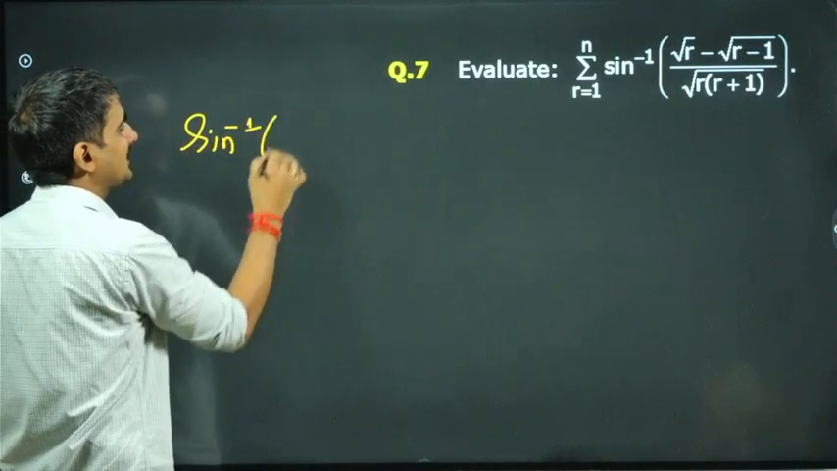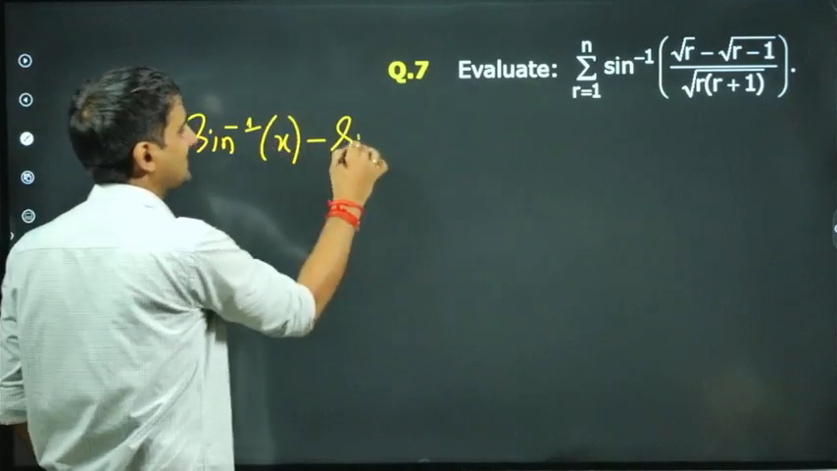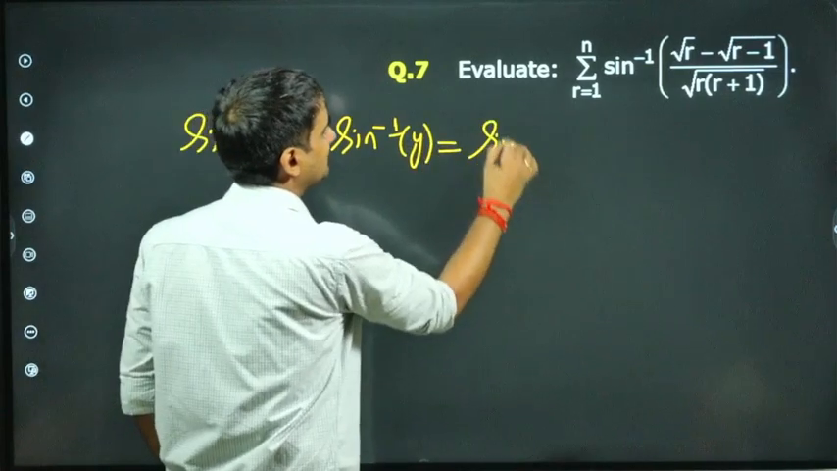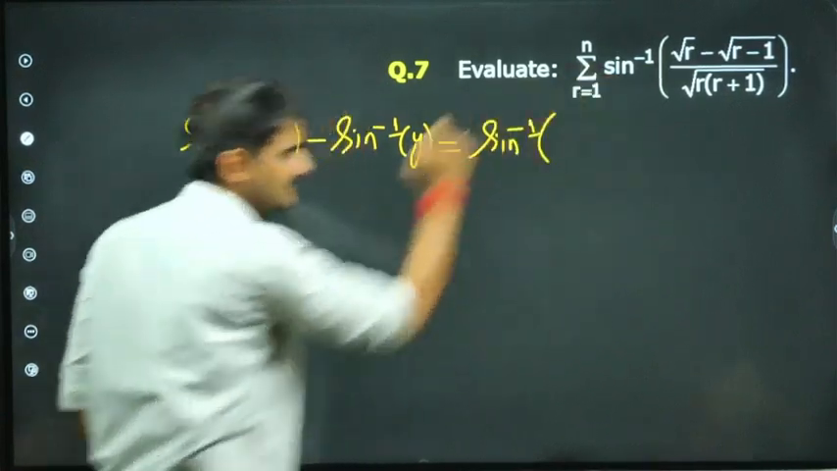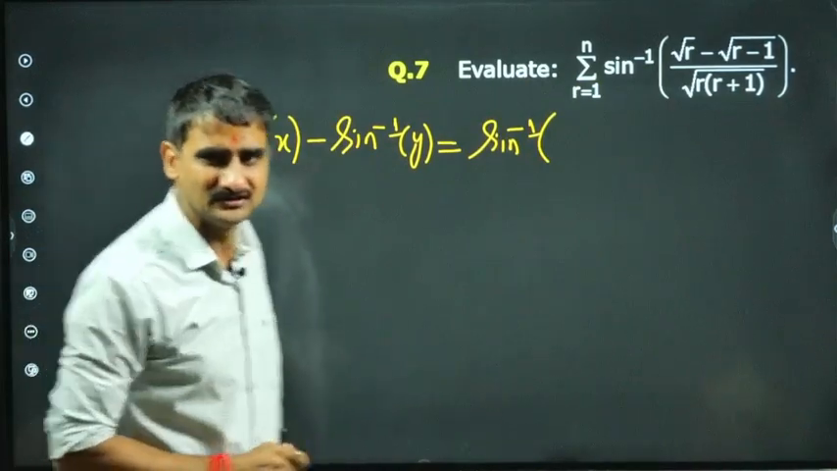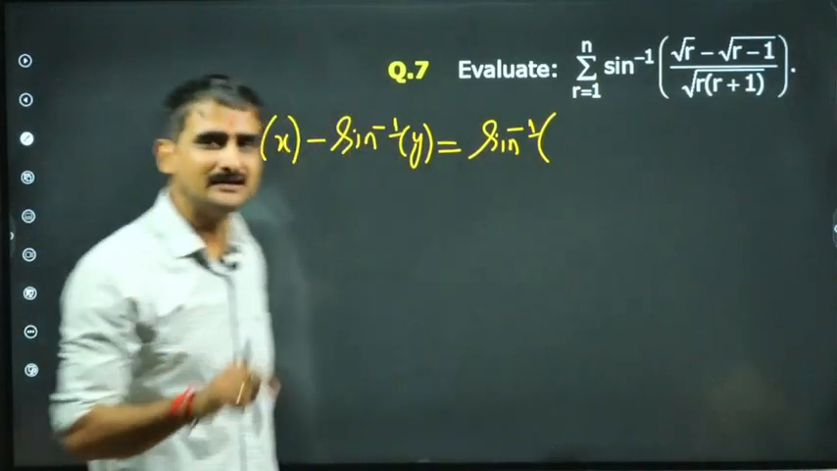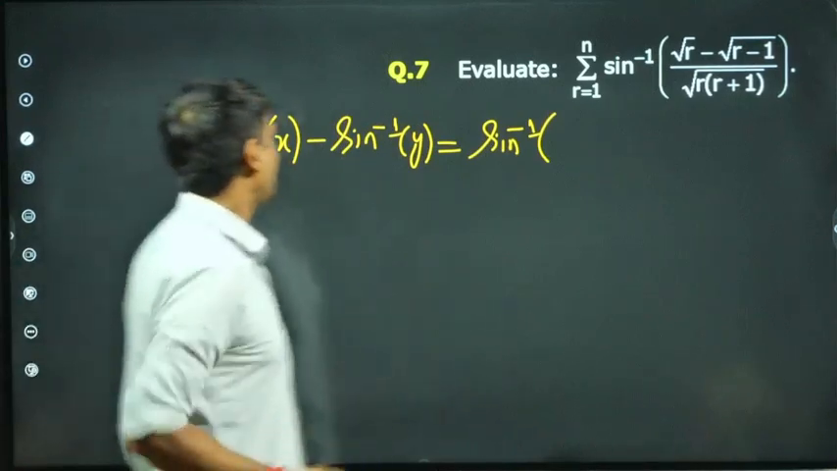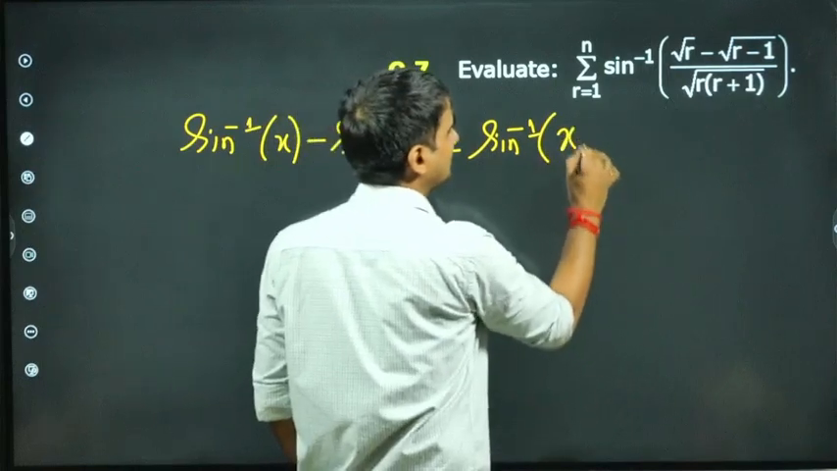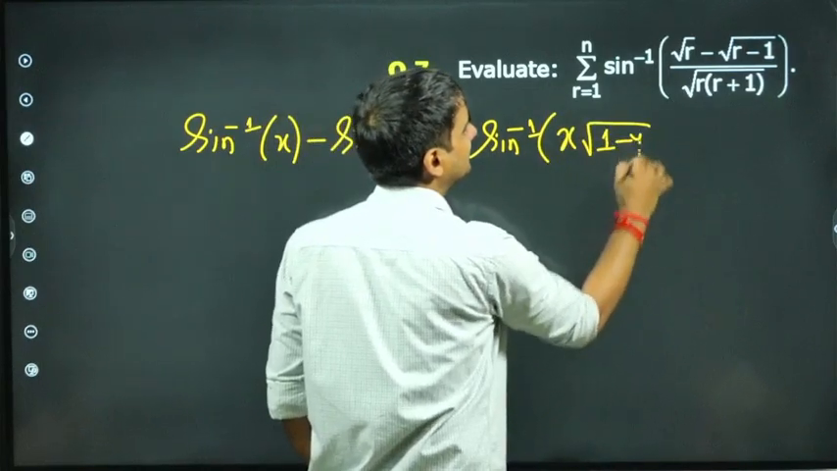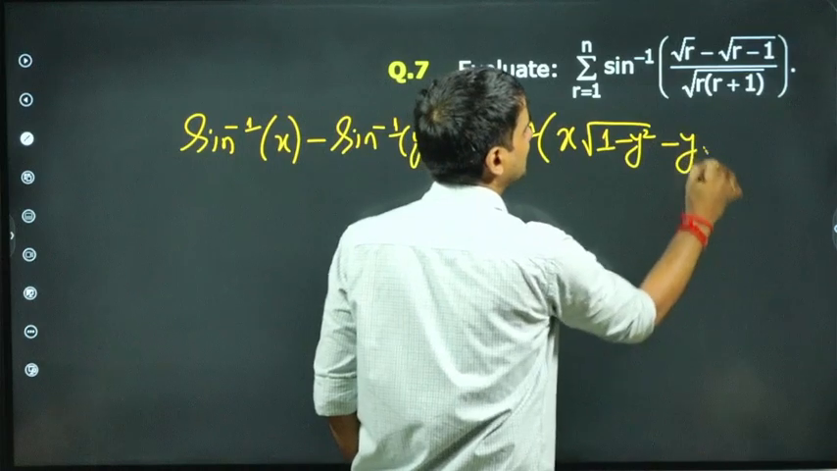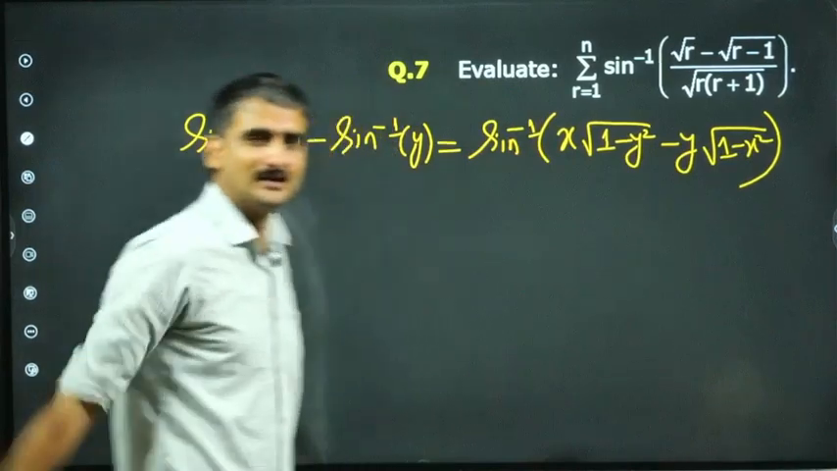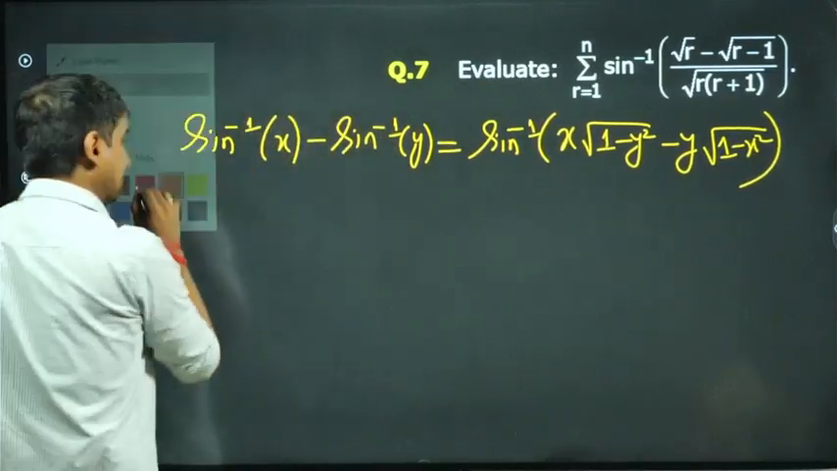So the result is sine inverse x minus sine inverse y, because this thing only can help us in rearranging the terms of the general term and writing it again as the difference of two sine inverse terms. Okay, so the formula is sine inverse of x into under root of 1 minus y square, minus y into under root of 1 minus x square, बच्चों. Okay, so now let us write the general term.